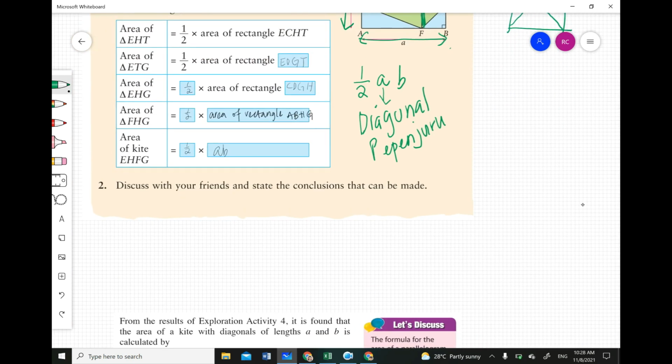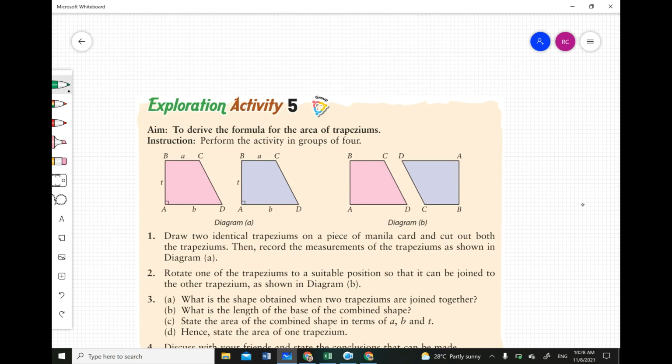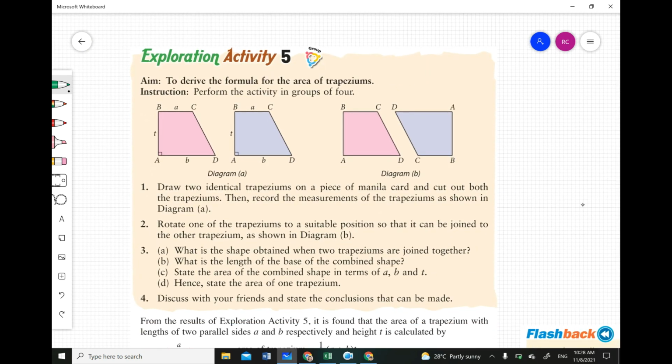The last one is the trapezium. Still remember? Okay, trapezium is also very simple. You can see you are given two trapeziums over here. If I turn this one around, and I can attach it to the first figure here, right? I can attach them together. When I attach them together, it becomes a rectangle again.